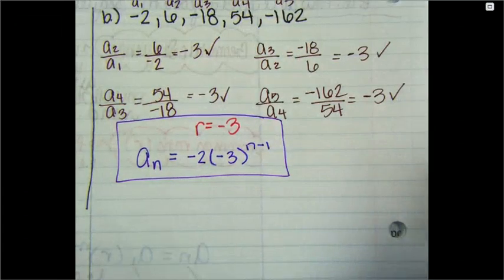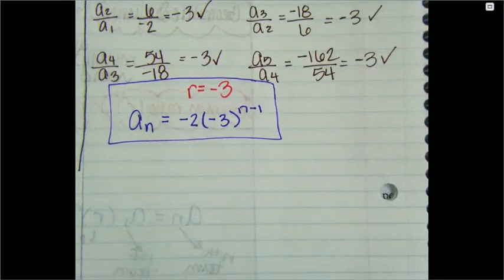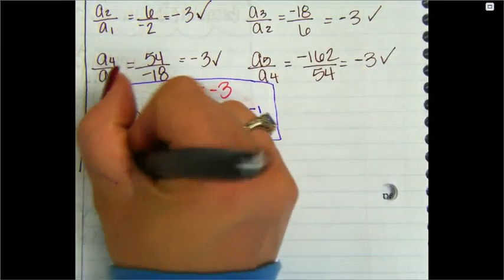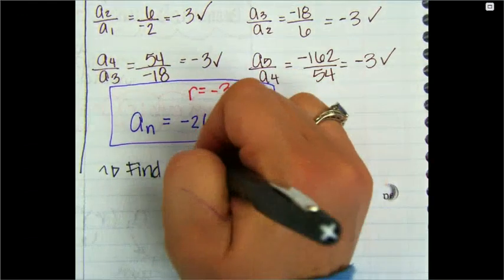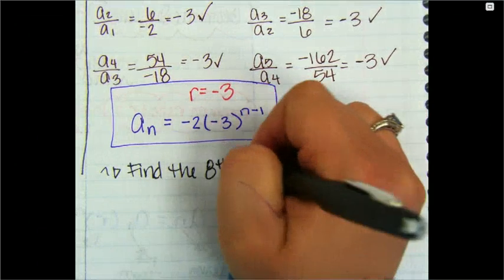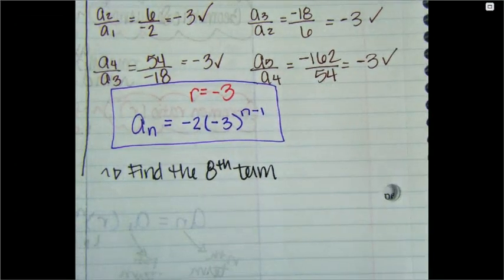Good. I'm going to add one step. You ready? It's easy. Find the 8th term. Find the 8th term. All right, what does that mean? What does n equal? 8. Okay. So guess what we're going to write?